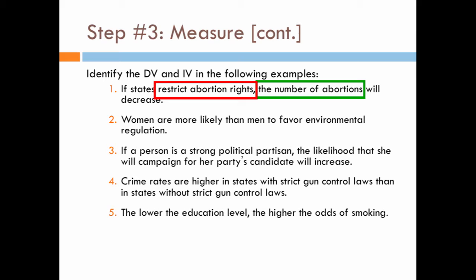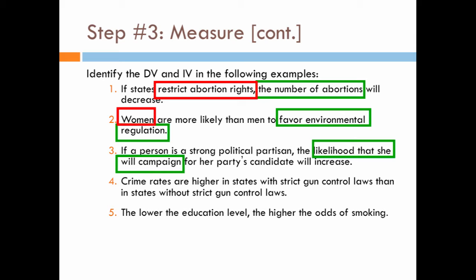In the next sentence, we argue that women are more likely to favor environmental regulation. So again, we observe differences in the favorability of environmental regulation. And we think this depends on gender, our independent variable. In the third example, we're looking at variation in the likelihood that a person campaigns, which is our dependent variable. We theorize that this depends on partisan strength, our independent variable.